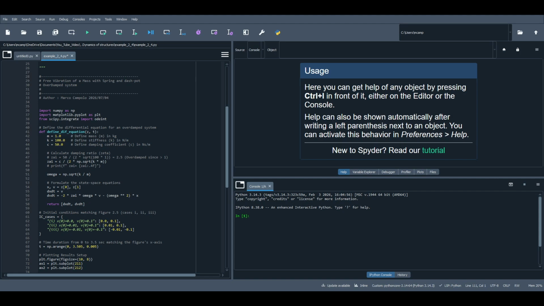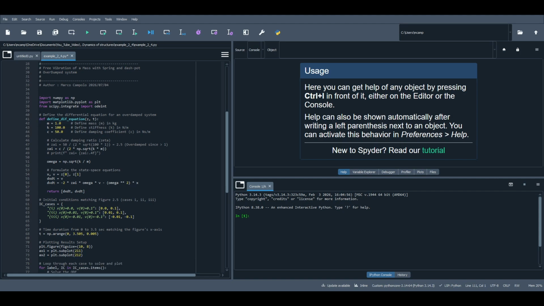There is the mass, put equal to 1 in kilograms. K is the stiffness, 100 in Newton per meter. C is the damping coefficient, in Newton second per meter. So we can calculate C with this formula, and omega is the natural frequency of the system in radians per second.